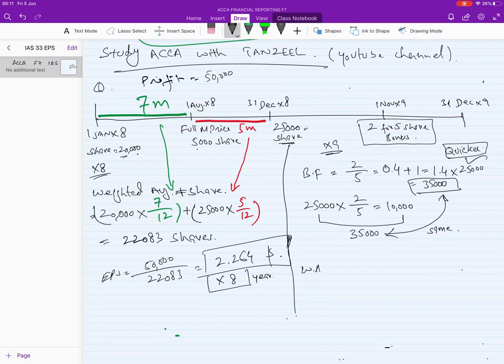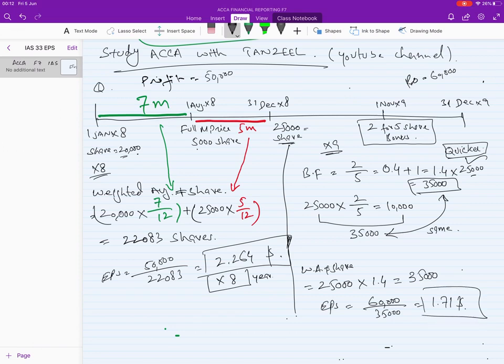So how will we calculate the weighted average number of shares? You have 25,000 shares before. Just multiply this with 1.4 and you will get 35,000 shares. If you have a profit here, take 60,000. So EPS is 60,000 divided by 35,000 shares. It will give you $1.71. This is your EPS for the X9 year.